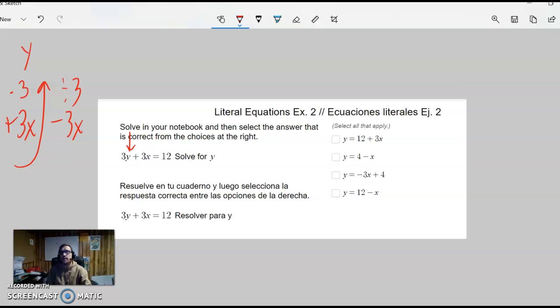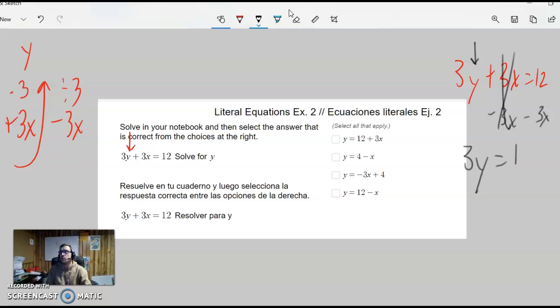So let's go to the right side here. 3y plus 3x equals 12. I want to get y by itself, so that's where we're going. Subtract 3x from both sides. Right? And so we end up with these eliminating, and we get 3y equals 12 minus 3x. Divide both sides by 3. y is equal to 12 divided by 3 minus 3x divided by 3. I like splitting it up sometimes. Helps my thinking. It's kind of like distributing the division.